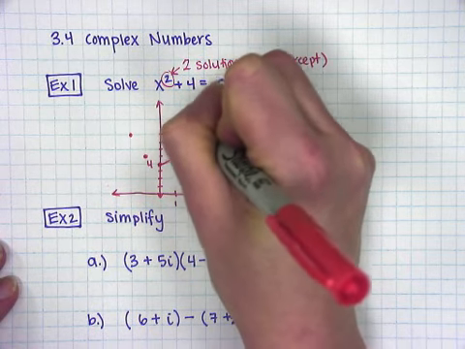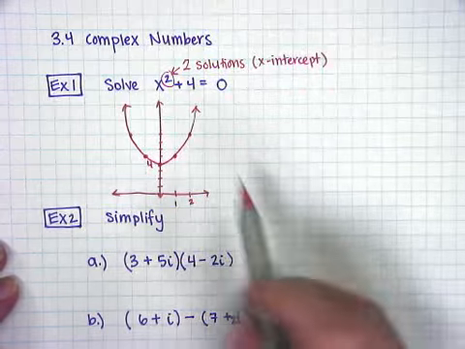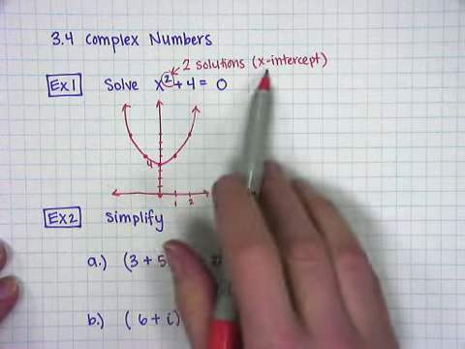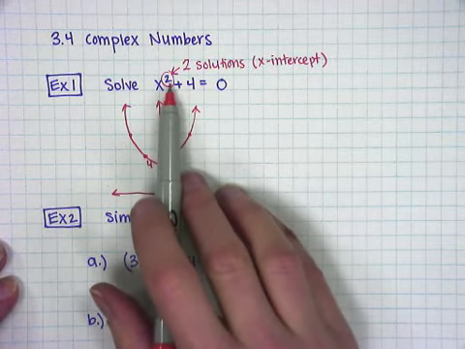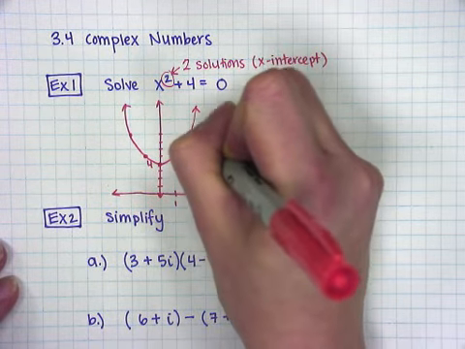And here's my parabola shifted up 4 units. Now the problem with this is it doesn't have any x-intercepts, but we've been seeing that the degree always tells us the number of solutions. And so this would look like a problem that has no solutions.